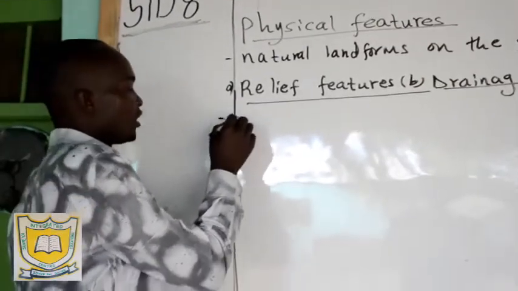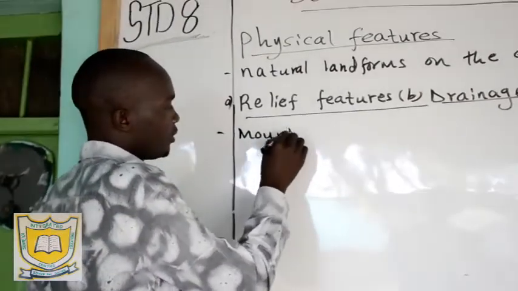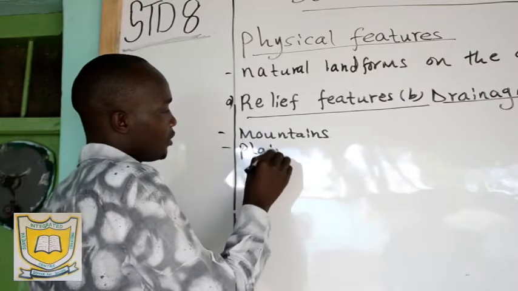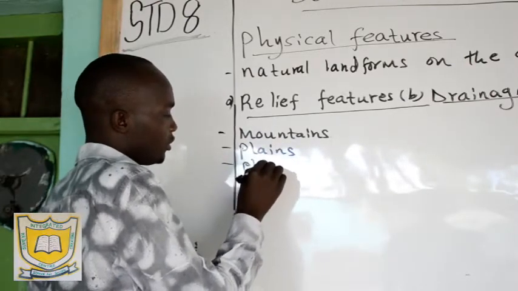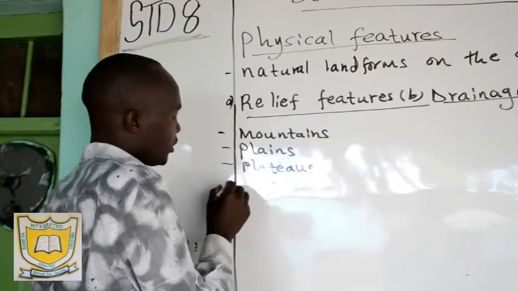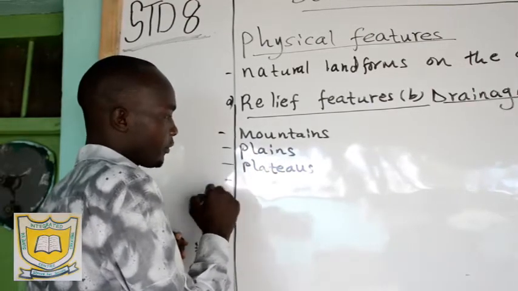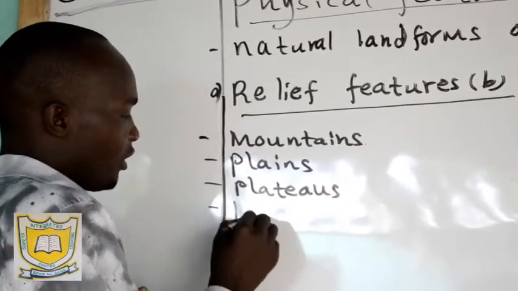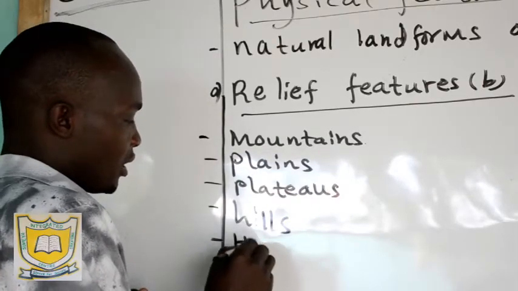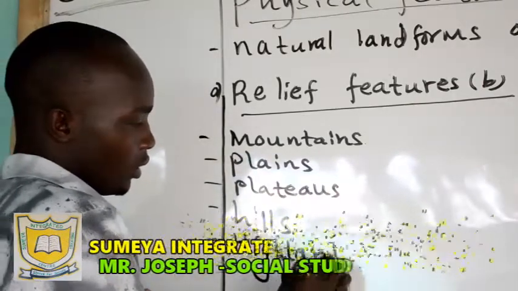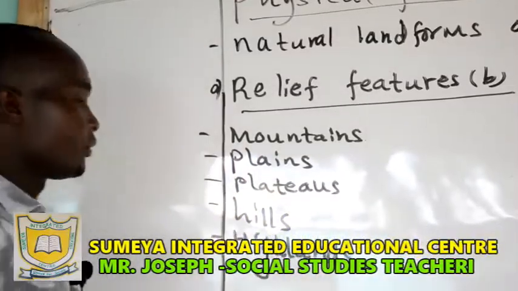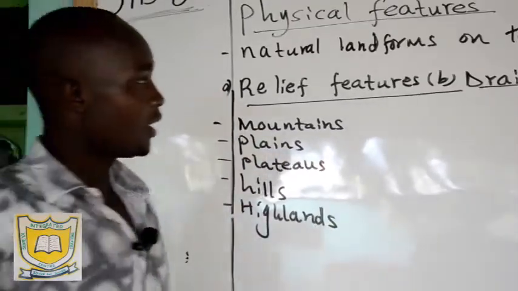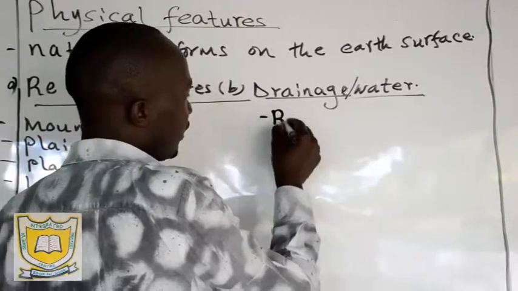So relief features include mountains, then we have plains, then we have plateaus, then we have also plain plateaus, and then we have hills, highlands, and so on. So these are what you call relief features.